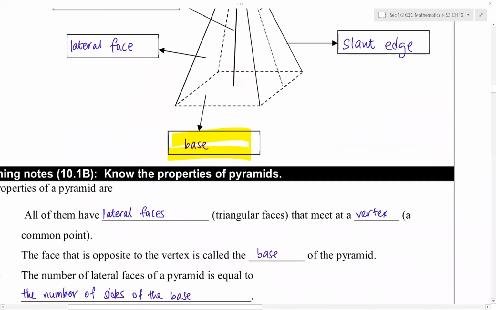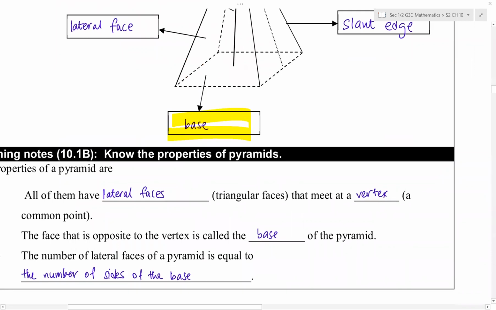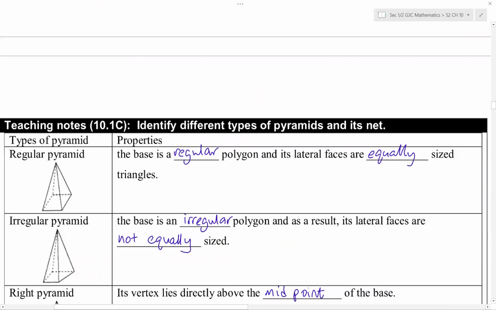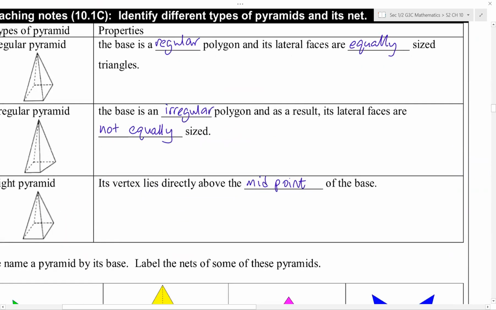Taking photo means you didn't watch the video. Okay, so I'm not going to go through these. These were already in the video. All in the video.